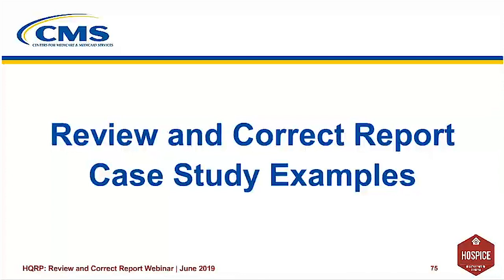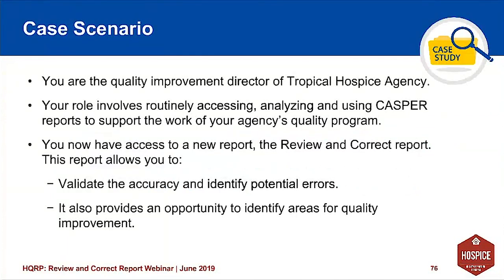So let's look at a few case examples to help you better understand how to use this new report. Let's say you're the Quality Improvement Director for a tropical hospice agency, and your role involves routinely accessing, analyzing, and using the CASPER reports to support the work of your agency's quality program. You now have access to this new report, the Review and Correct report, and this report will allow you to validate the accuracy and correct errors as necessary. It also provides an opportunity to identify areas for quality improvement.